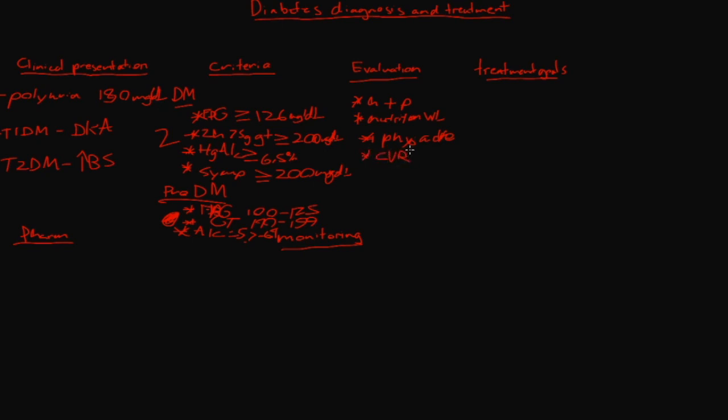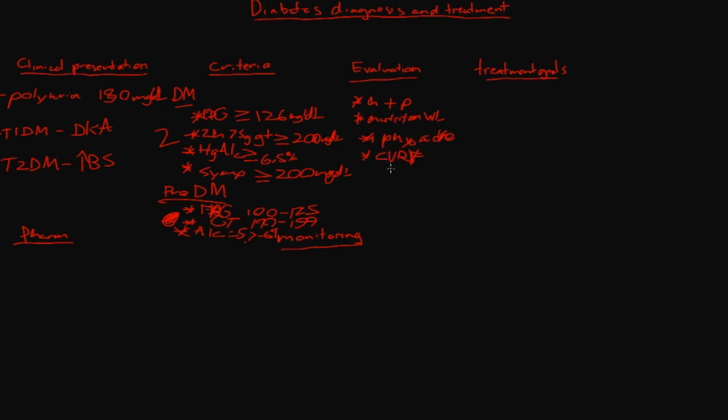Cardiovascular risk factors. Cardiovascular risk factors. What we're talking about: family history, age, sex, smoking, diabetes, hypertension, high cholesterol, obesity, diet, physical activity, all of it. You need to get it all, right?